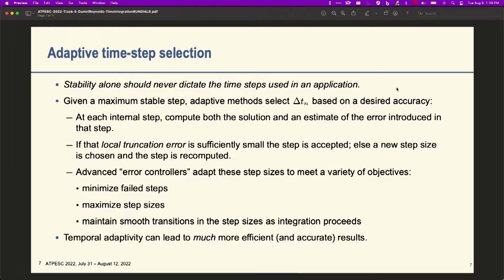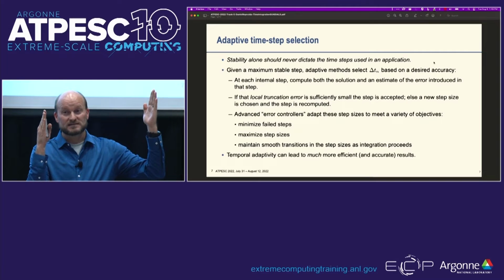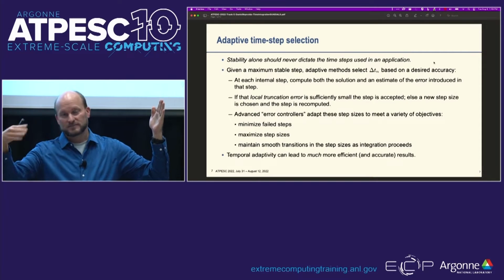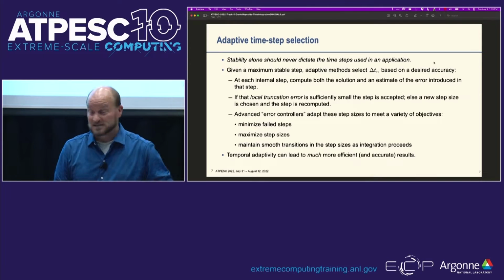Okay? And so if you have some maximum stable step size, say this big, but the solution you get with that step size is inaccurate, what step size should you take to get a solution that is the accuracy you need for your engineering application, whatever, and get that as quickly as possible?